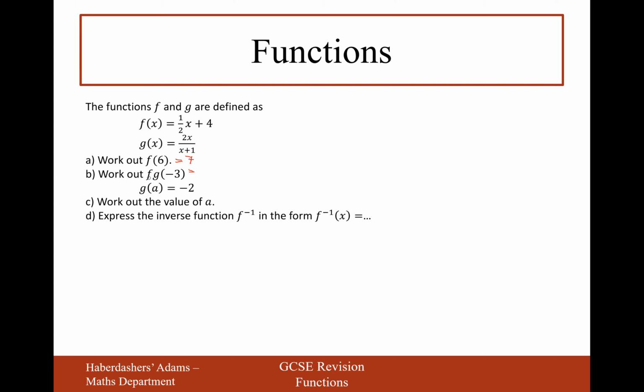The next part, work out fg of minus 3. So I'll put minus 3 into the g function first. So that's going to make it minus 6 over minus 3 plus 1, that makes it minus 2. Minus 6 divided by minus 2, negative divided by negative is a positive, 6 divided by 2 is 3. So it's positive 3. And then I'm going to put 3 into the f function, so half of 3 is 1.5, plus 4, that makes it 5.5.